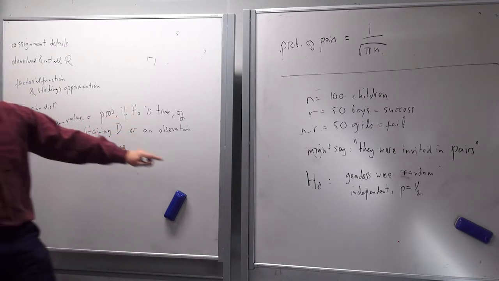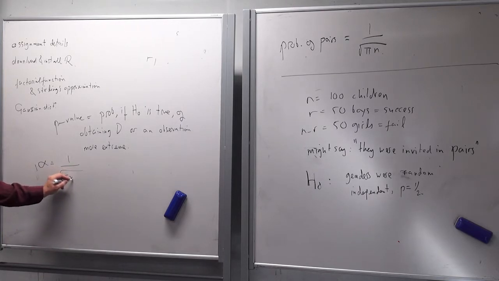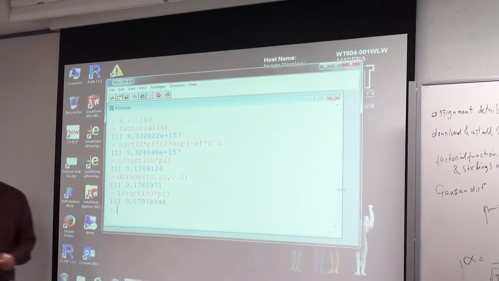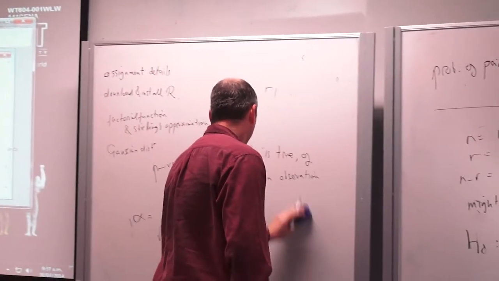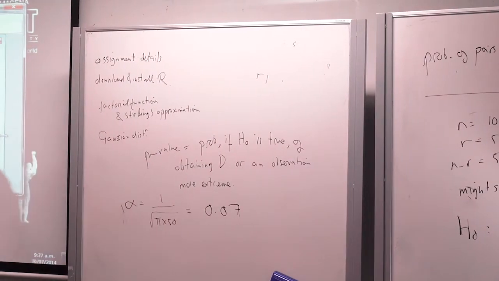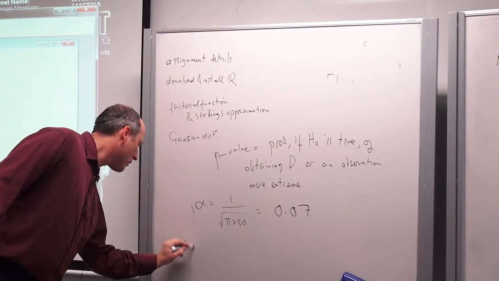Because I know what my null hypothesis is, it says here. So what's my alpha, which is the probability of, which is my p-value, I guess, which is 1 over root pi times 50. We can just work out that dead easily here. 0.07, which exceeds the 5% cutoff. So I've got no evidence to reject my null hypothesis. No evidence.